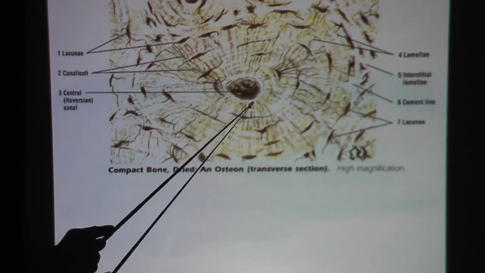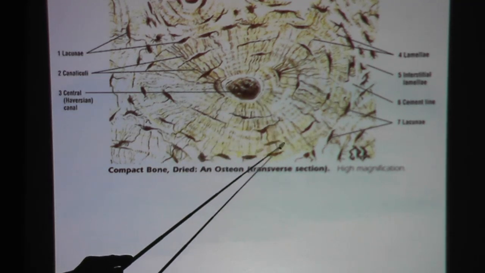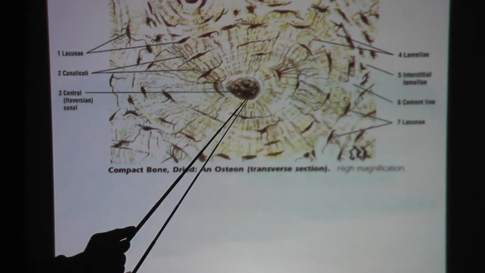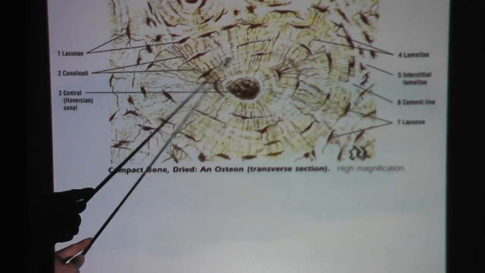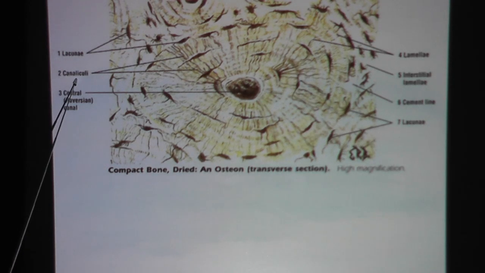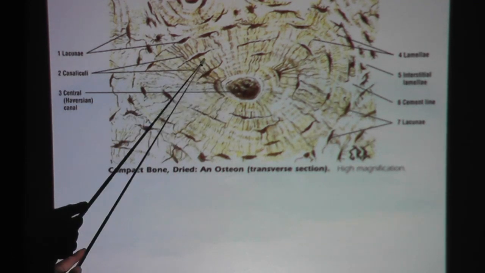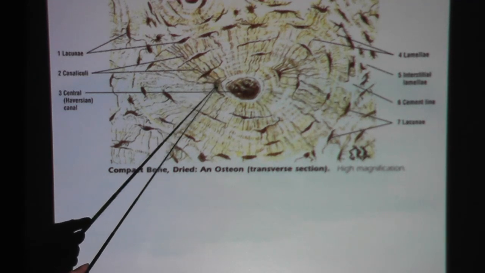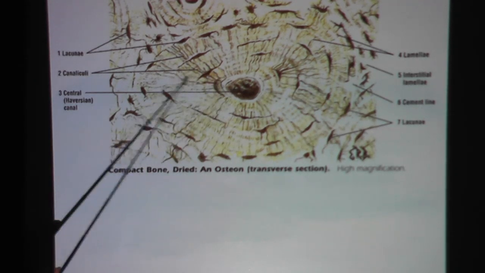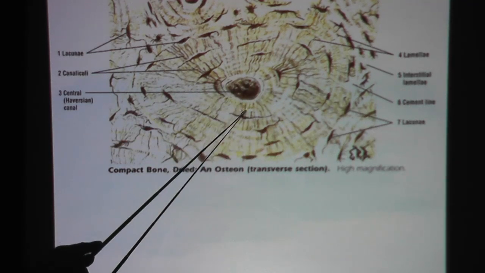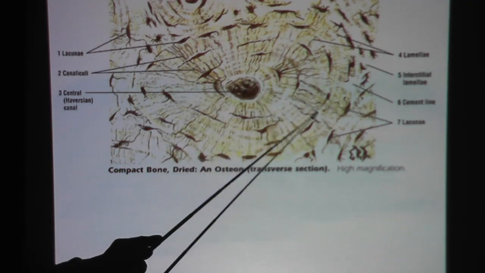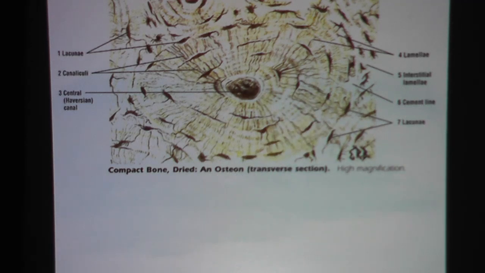If you see these small, fine lines coming out from the central canal out to the different lacuna, those small, fine lines are called canaliculi. Canaliculi is plural. So these dark little fine lines seem to be radiating outward from the central canal, going towards the lacuna and the osteocyte. Those would be canaliculi.